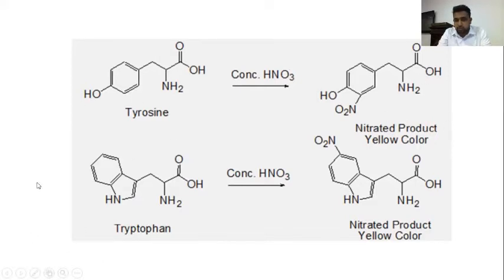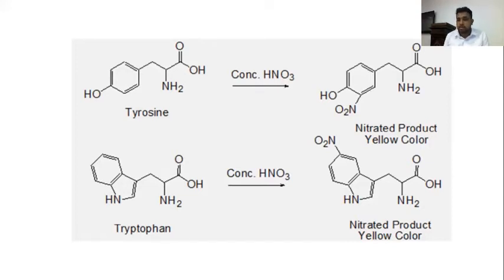Okay, so tryptophan similarly will give nitrated products, which are yellow in color, and when we add sodium hydroxide, that will turn into yellow orange color. Okay, so phenylalanine: if you go through a few biochemistry books, some mention that it will not give positive results for xanthoproteic reaction, but it will give. We have to heat it for a longer period of time than tyrosine and tryptophan.